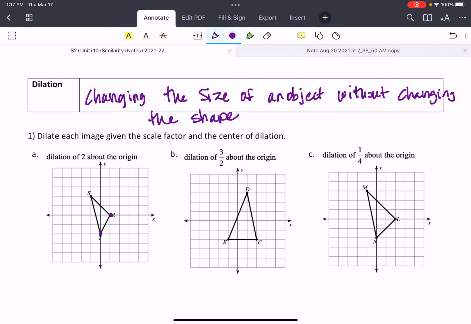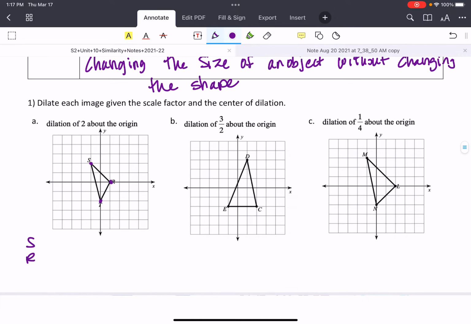So to figure those out, all we do is we need to figure out what our 3 points are. We have an S, an R, and a T in this graph. Well, my S is at the point -1, 2. My R is at the point 1, 0. And my T is at the point 0, -2. I'm going to take all of those and multiply them by 2. So every single one of those numbers we're going to multiply by 2.